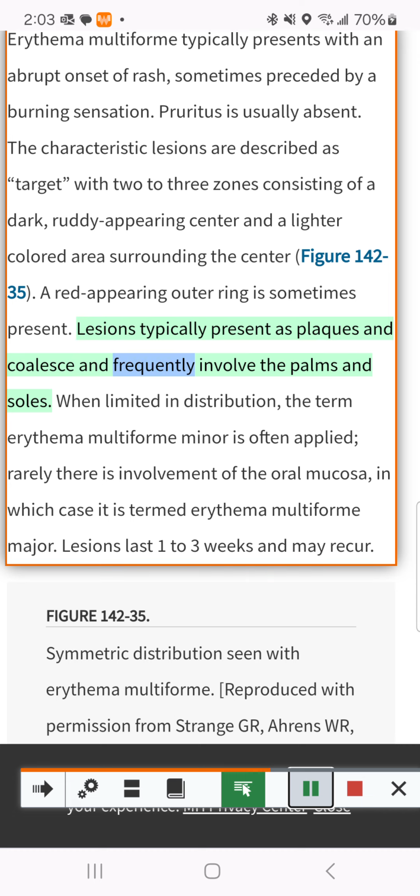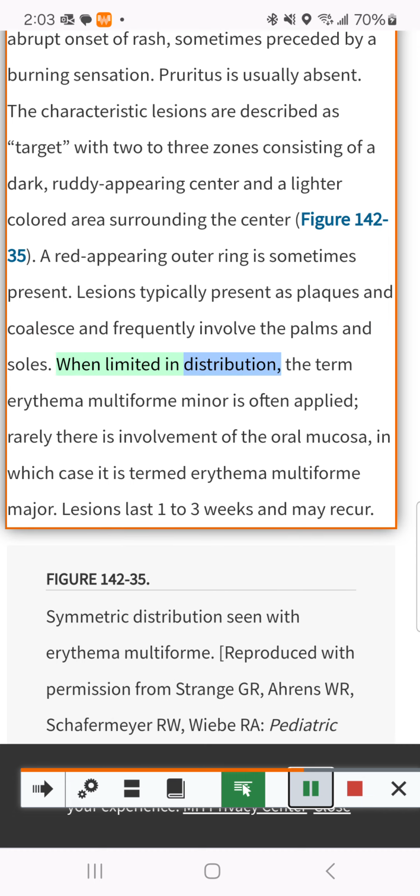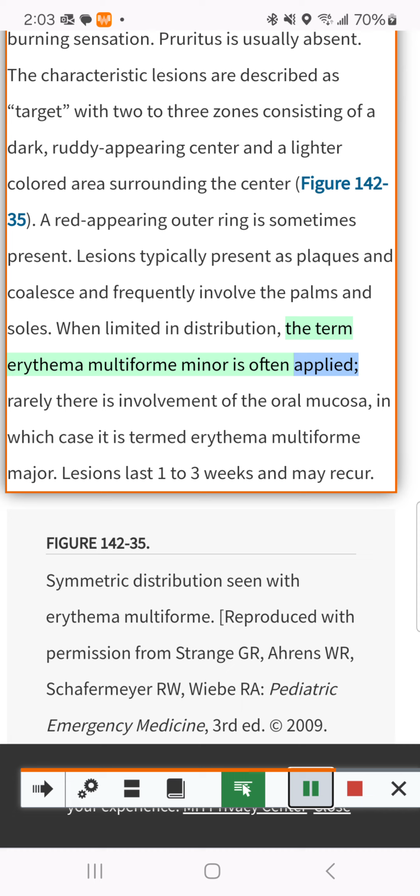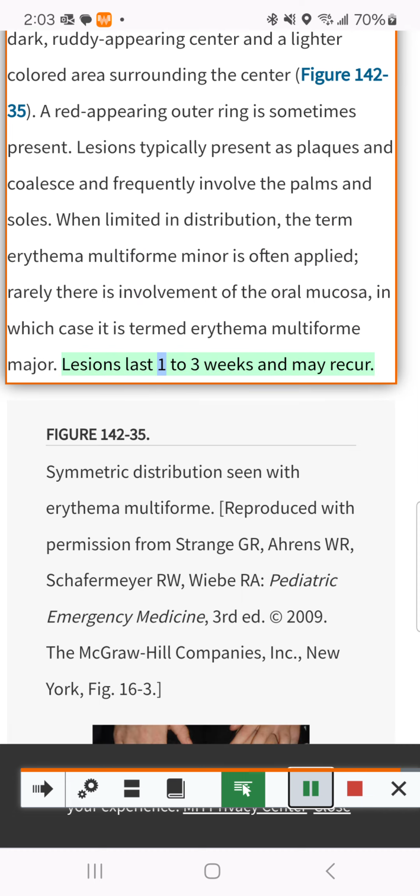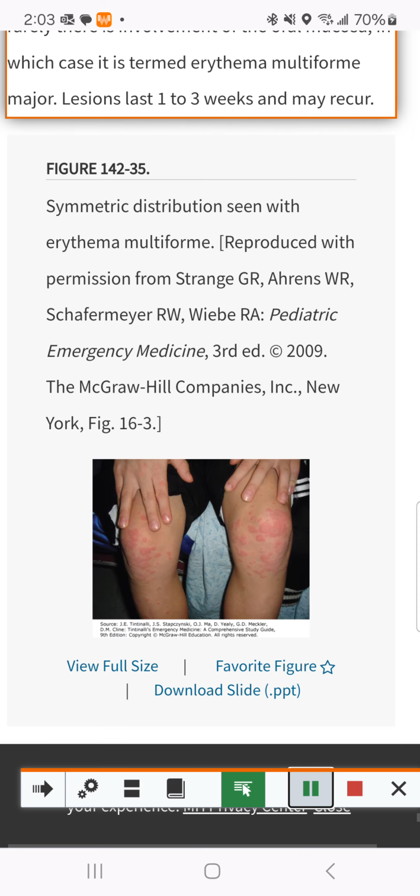Lesions typically present as plaques and coalesce and frequently involve the palms and soles. When limited in distribution, the term erythema multiforme minor is often applied. Rarely there is involvement of the oral mucosa, in which case it is termed erythema multiforme major. Lesions last 1 to 3 weeks and may recur.